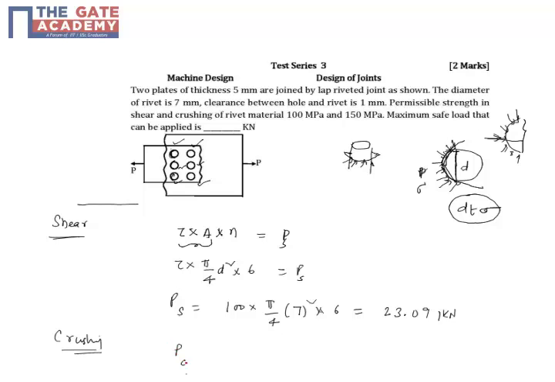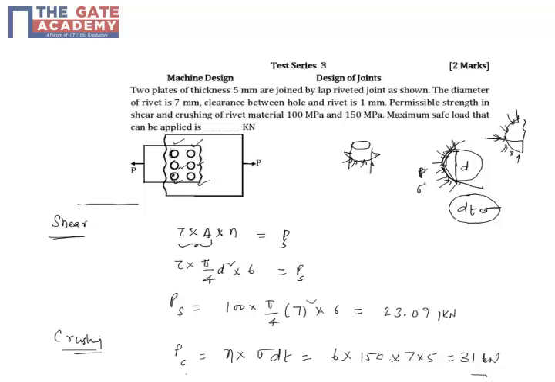So the crushing load will be the number of rivets into the load which comes due to the crushing stress, sigma dt. Remember that we need to take the diameter of the rivet, because on the rivet is where the stress is acting. So 6 into sigma, which is 150, into 7, into thickness, which is 5. This comes out to be 31 kilonewtons.